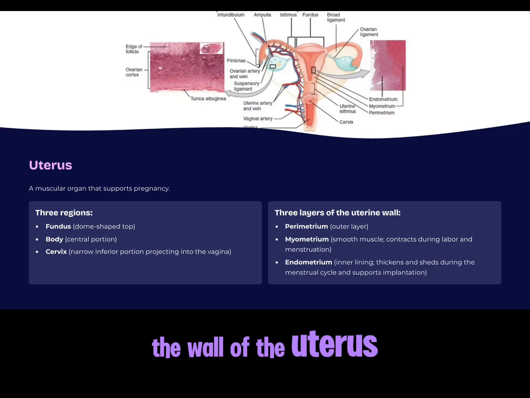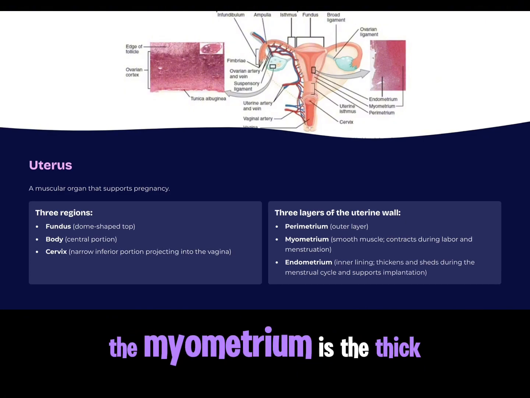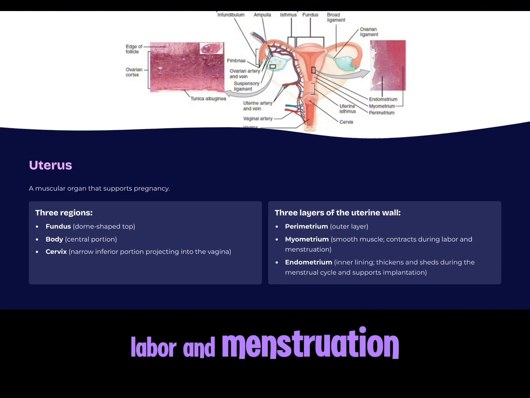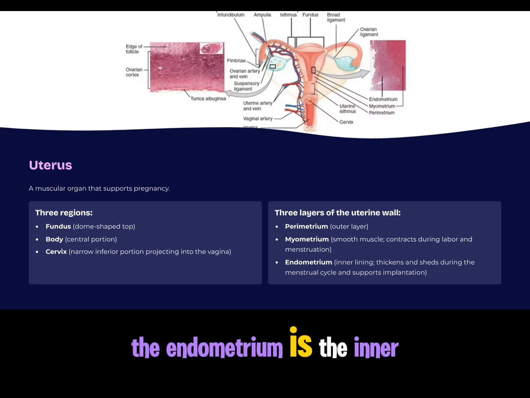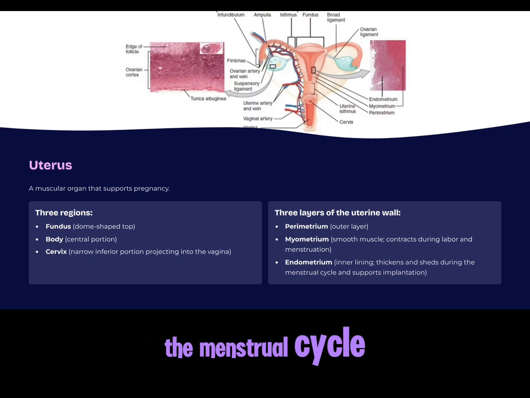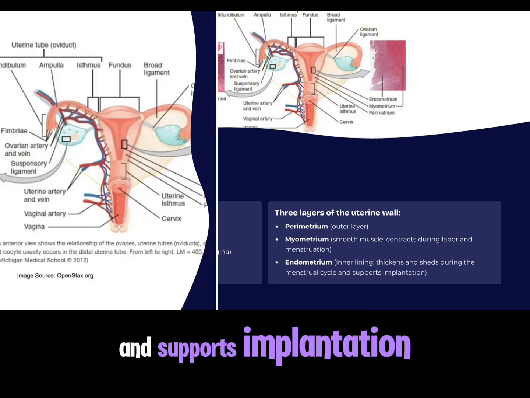The wall of the uterus has three layers. The perimetrium is the outer serous layer. The myometrium is the thick, smooth muscle that contracts during labor and menstruation. The endometrium is the inner lining that thickens and sheds during the menstrual cycle and supports implantation.